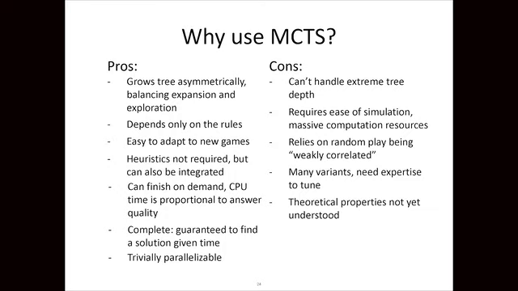Okay, it does have its fair share of problems. The first problem being that it does sort of break down under extreme tree depth, and one of the main reasons is that as you increase the number of moves between you and the end of the game, you're decreasing the correlation between your game state and whether a random playout would suggest that you're in a good position or a bad position. The same sort of goes for branching factors.